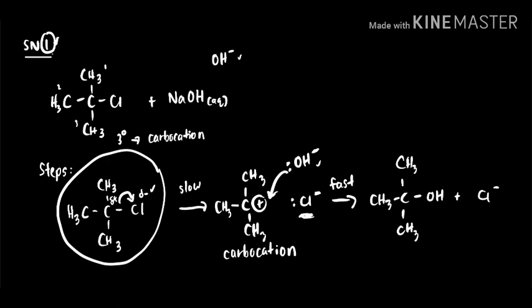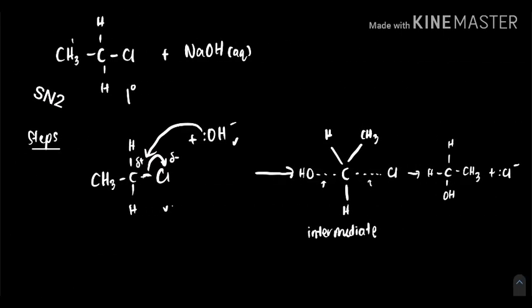You are going to get a Cl minus over there, and now the OH minus, the nucleophile, will start to come in and attack the carbocation, and they will start to form bonds. So this reaction is going to be fast, and you are going to get this molecule. Now if you look at the SN2, I have drawn a primary halogenoalkane over there.